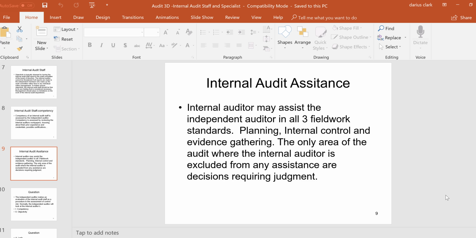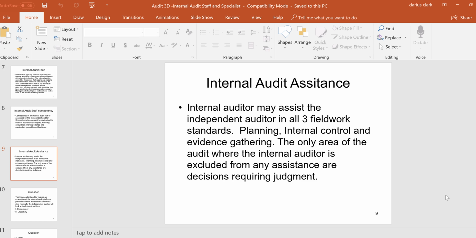Internal auditors may assist the independent auditor in all 3 fieldwork standards, which means planning, internal control, and evidence gathering. But as long as we assess them as objective and competent first, then they can assist us in planning, internal control, and evidence gathering. The only area that you've got to watch out for in the CPA audit exam where the internal auditor is excluded from any assistance are decisions requiring judgment. Any decisions requiring judgment, you cannot subordinate to the internal audit staff because they're not independent. And you have to be independent in order to exercise professional judgment.